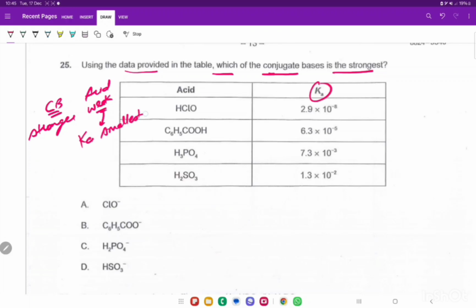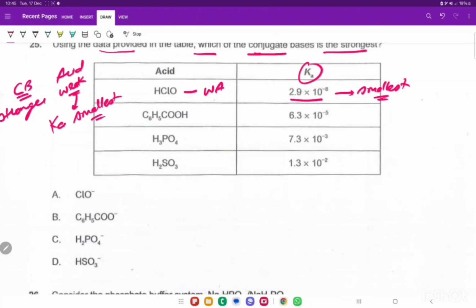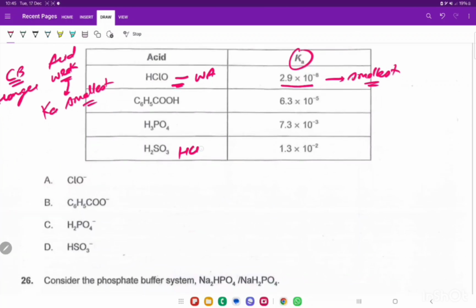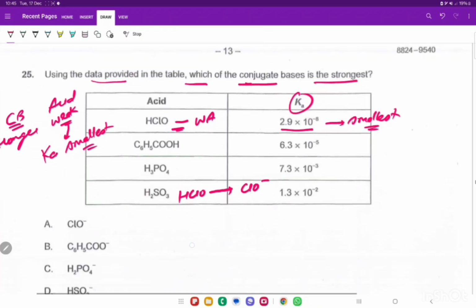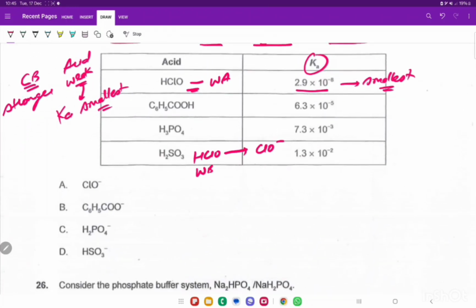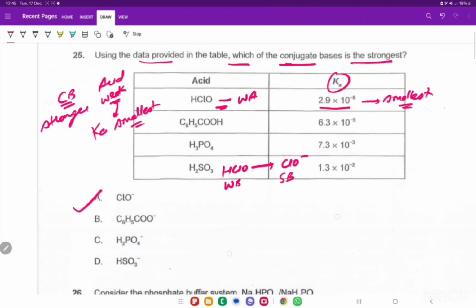This should be smallest. If I see this equation, the smallest Ka value is for HClO, which is 10 to the power minus 8. This is the smallest. It means HClO is my weakest acid among all these. And when this weakest acid forms its conjugate base, that will be ClO minus. The question is, which conjugate base is the strongest? It's a weak acid and the conjugate base will be strong. Cl minus is the answer for question number 25.